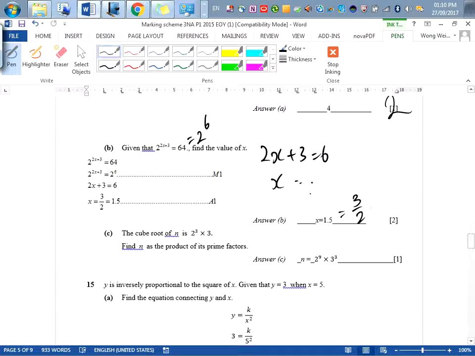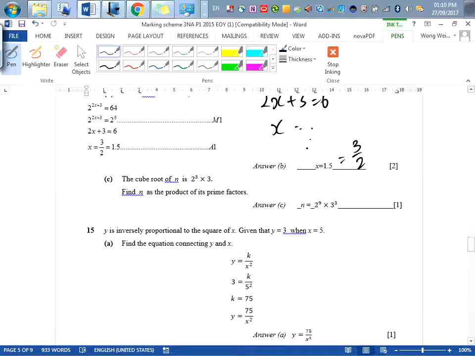The cube root of n is 2 power 3 times 3. So, like that, cube root of n is equals to 2 power 3 times 3. Find n. N equals to, you cube both sides. Okay, so 2 power 3 times 3 power 3 equals 2 power 9 times 3 power 3. Don't need. This is fine. Okay?